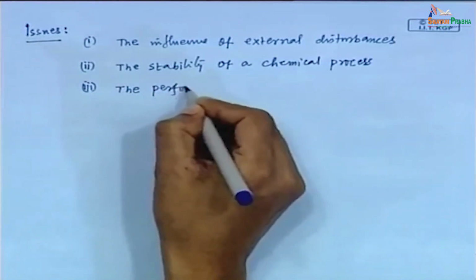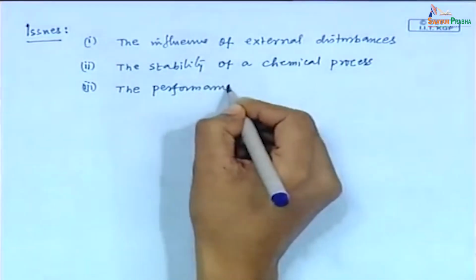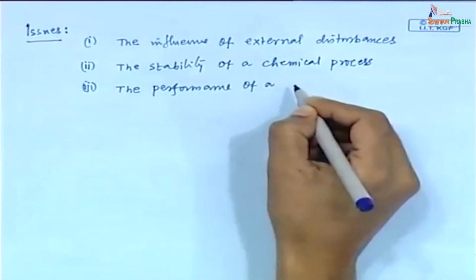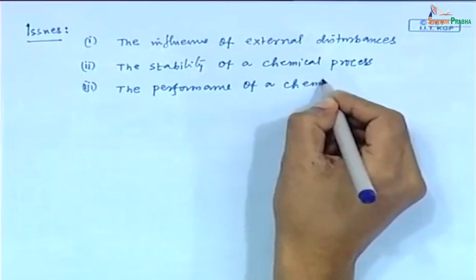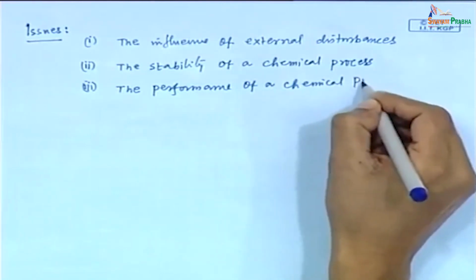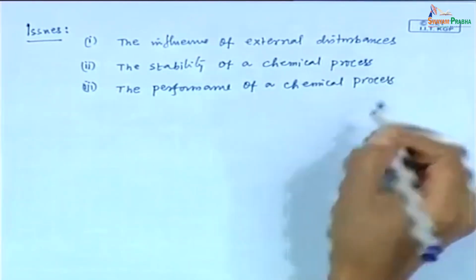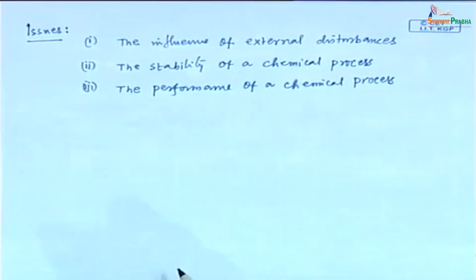The performance of a chemical process. So these are the three important issues which should be dealt by the control system.